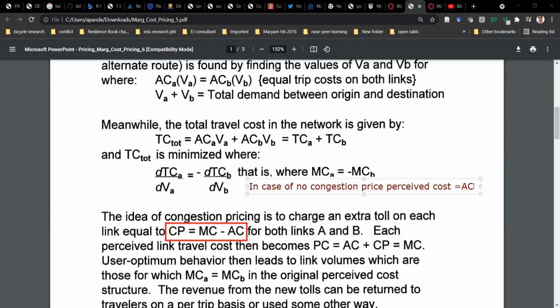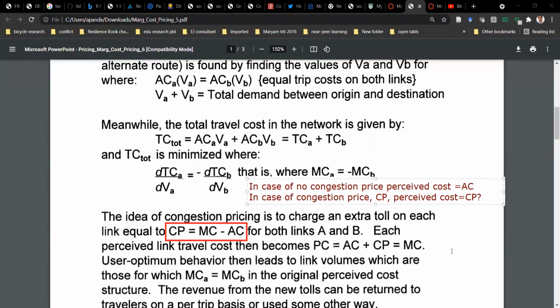Now, let's see, in case of congestion price CP, if I'm adding a toll, which is congestion price CP, the perceived cost would be what? Okay, I'm going to pause and I want you to answer it.